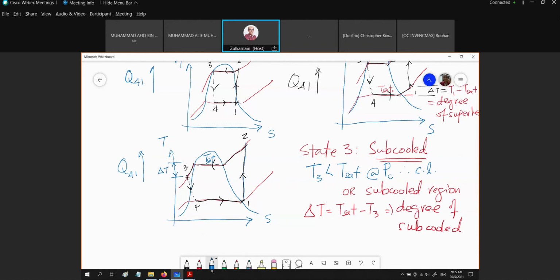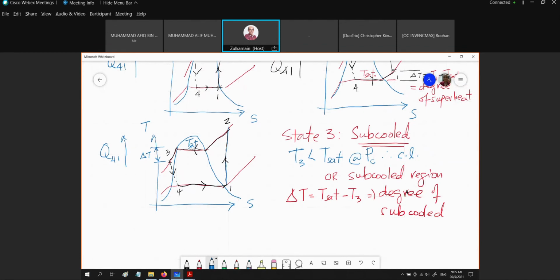So now we have two terms. One is the degree of superheat, and another term called the degree of subcool. Okay? And this is for the ideal cases. All this modification is done on the VCRC, Vapor Compression Refrigeration Cycle.